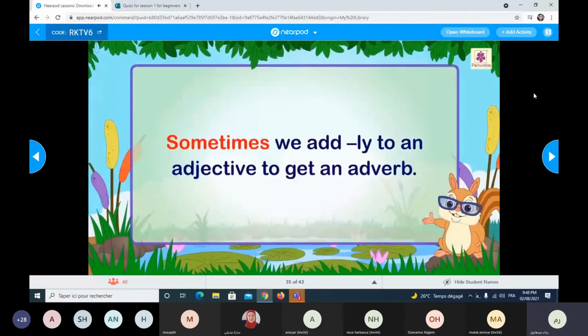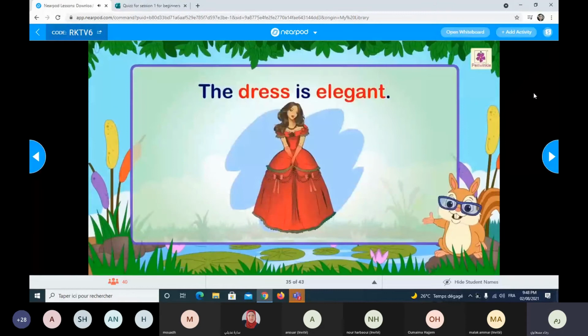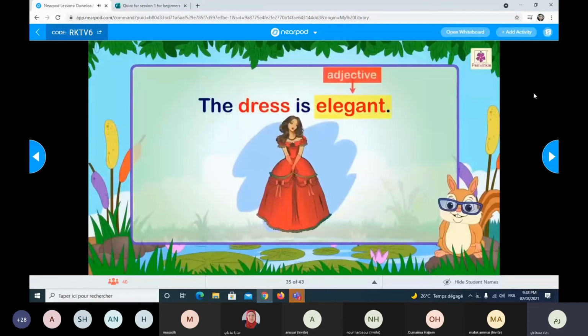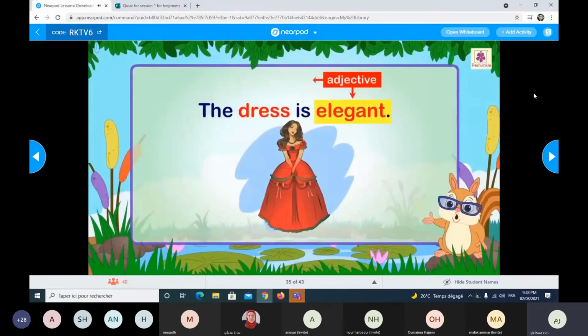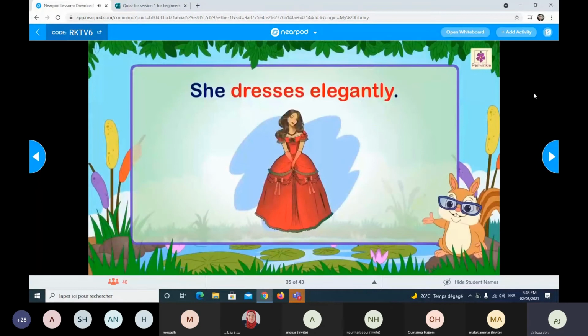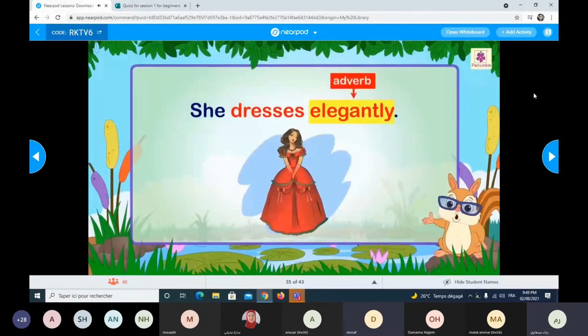Sometimes we add ly to an adjective to get an adverb. The dress is elegant. Here, elegant, an adjective, describes the dress, which is a noun. She dresses elegantly. An adverb describes the verb dresses.